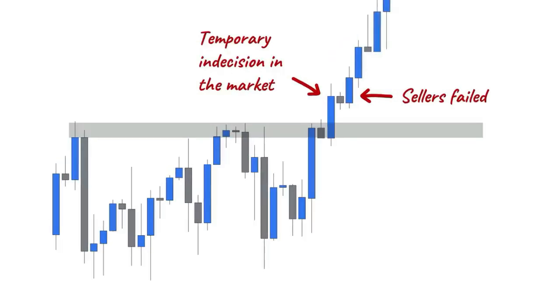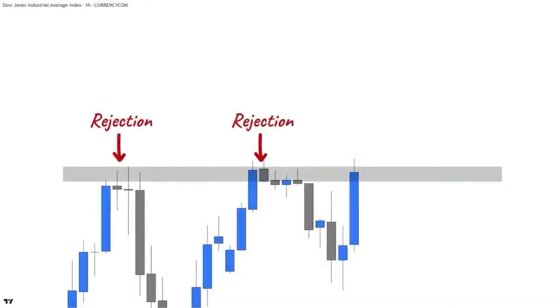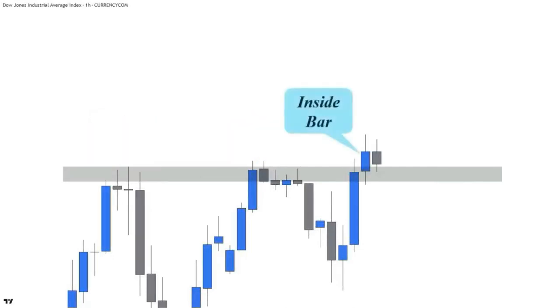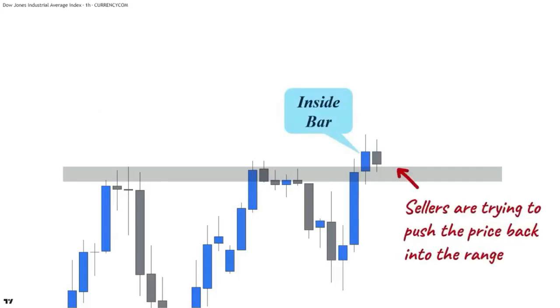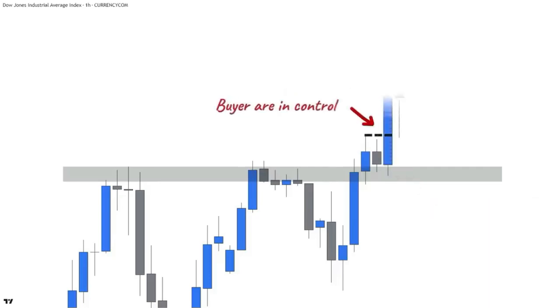Here on the US 30 1 hour chart, the market has rejected this resistance level twice. Then, the market breaks this level and makes an inside bar candlestick pattern, showing that sellers are trying to push the price below the level again. So, if the market breaks the highest point of the mother candle, it signals that the buyers are in control, and this break is valid. So, there is a higher chance for the price to continue pushing upward.